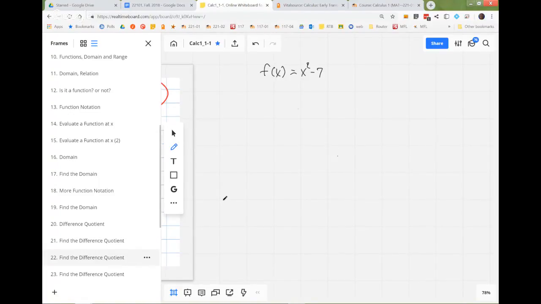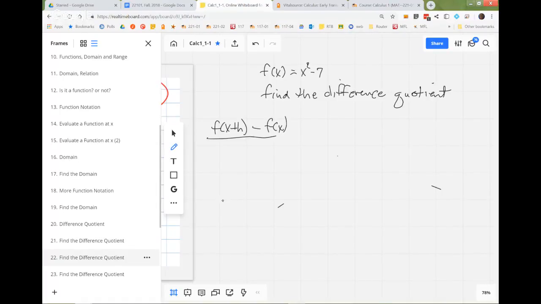Okay, so there's our function. Your mission, should you decide to accept it, is to find its difference quotient. That's the verbiage that you're going to be seeing. So we would need to do this again. We need to find f of x plus h minus f of x all over h.